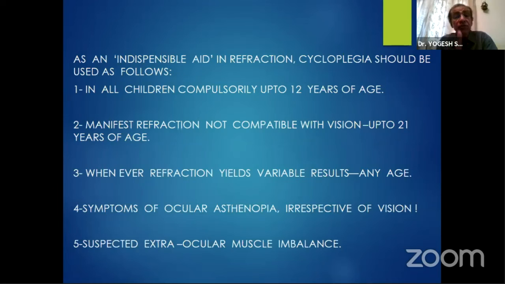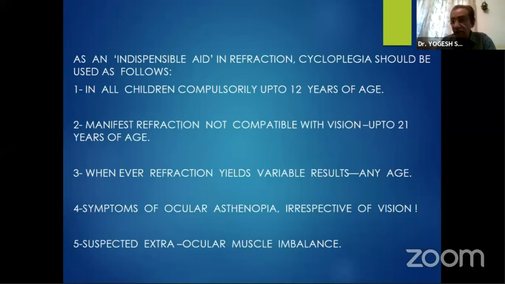Cycloplegia should be done in all children compulsorily up to 12 years of age. Number one: manifest refraction is not compatible with vision up to 21 years old. But in my practice, because I've seen with the long years of my clinical practice, you should do it up to 20 years, because there's always a disparity.